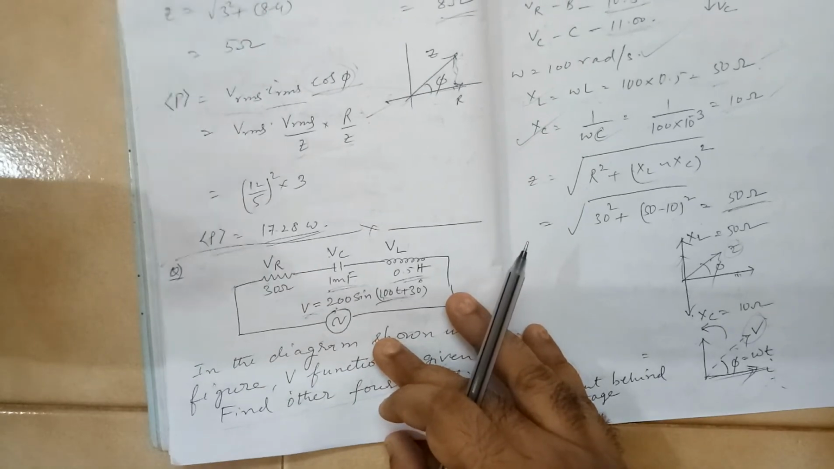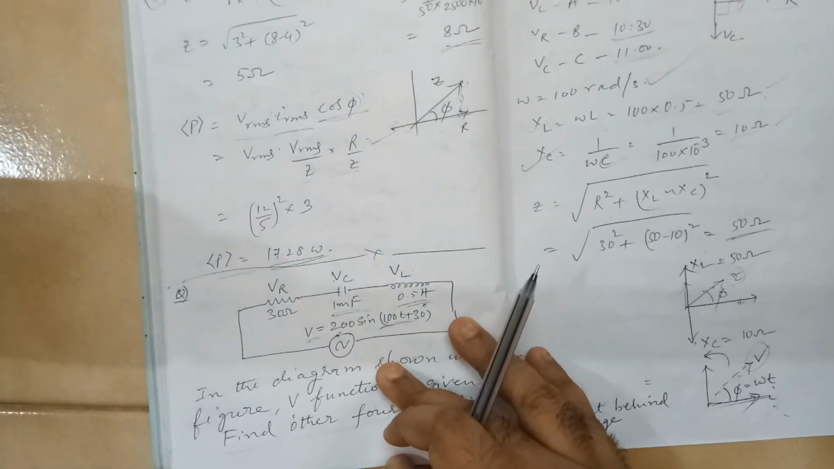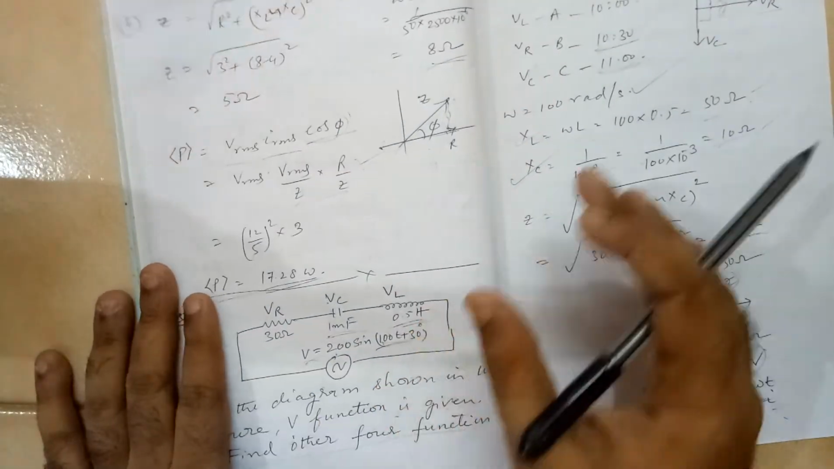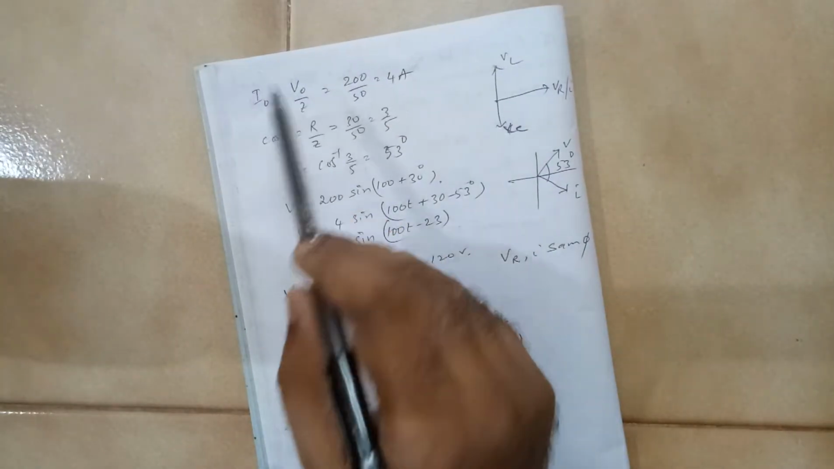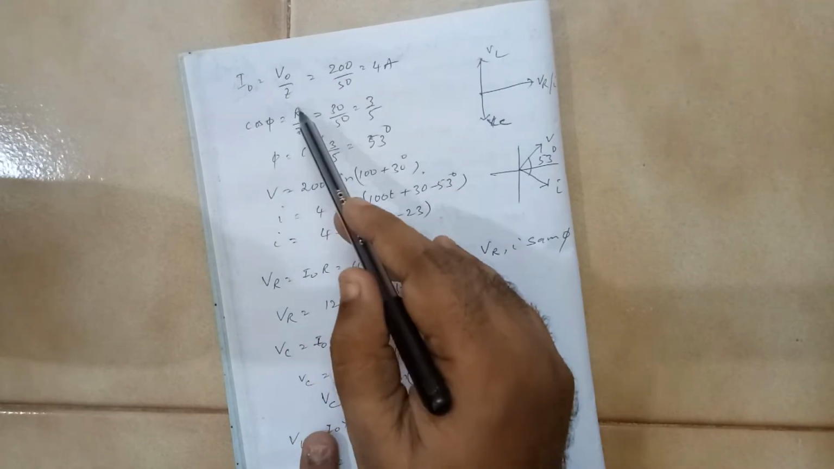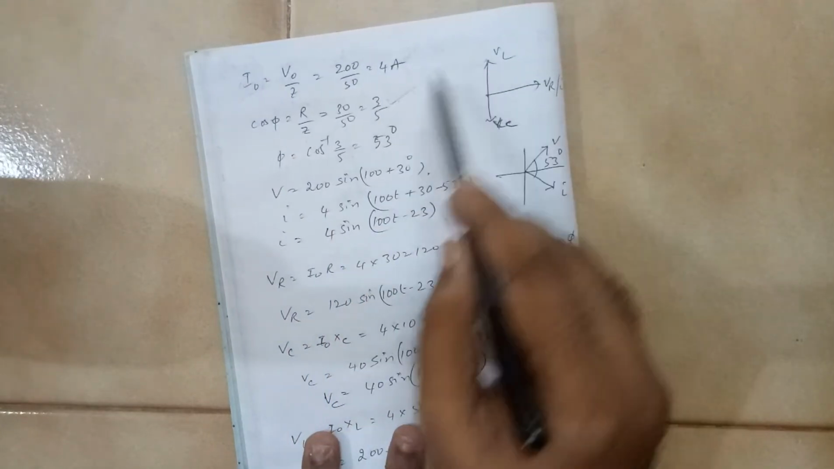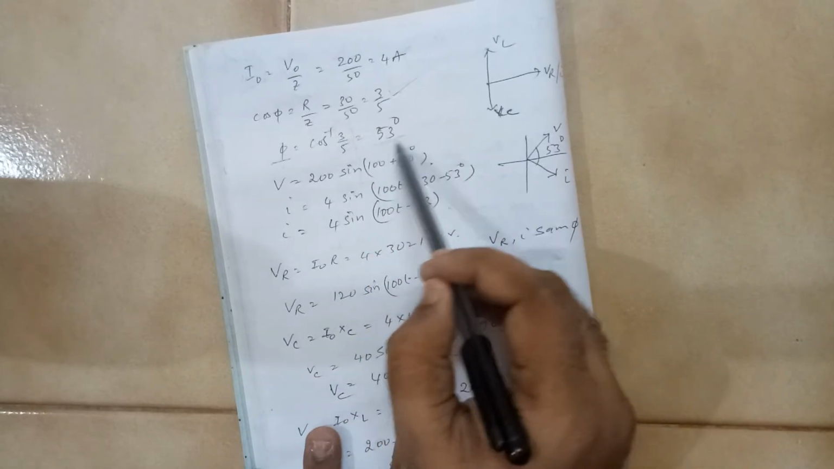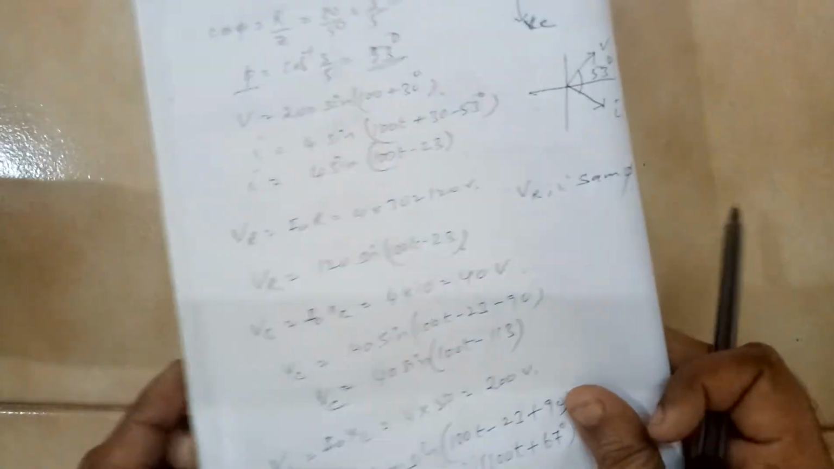All this you need to interpret from the data given. Sometimes they are not going to give you the value explicitly, saying that this V0 value is this much. You have to guess from the given information. Okay, you get the peak current. Cos phi you can calculate by R by Z, which is 3 by 5. So phi is equal to cos inverse of 3 by 5. It's a known value, 53 degrees.